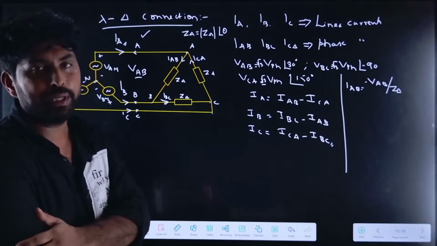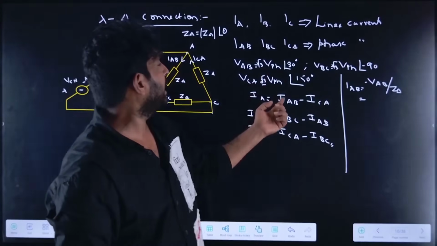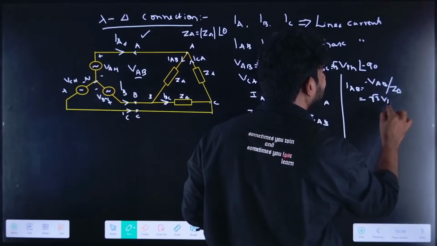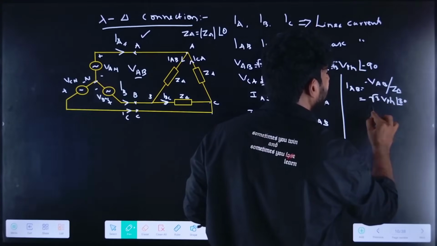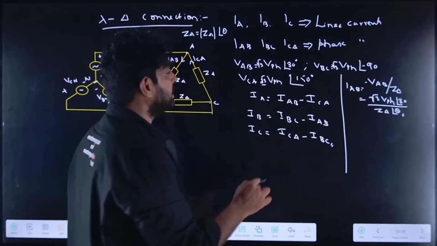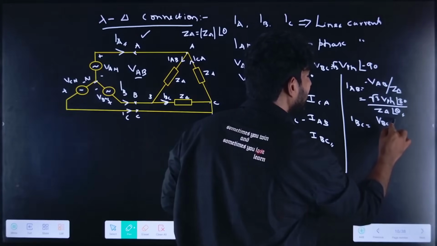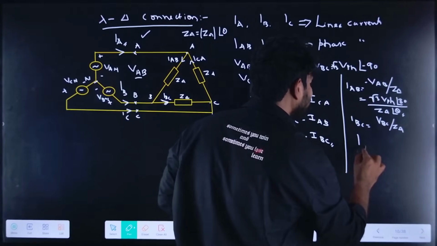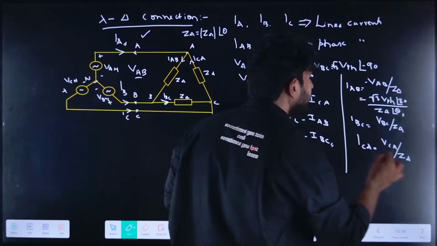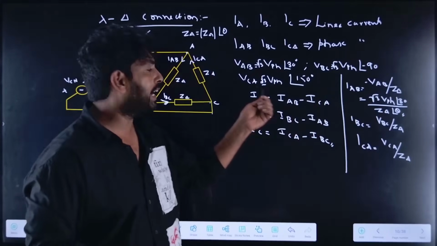Now I need to find the IAB. So IAB equal to VAB divided by Z delta. VAB equal to root 3 V phase at an angle 30, divided by Z delta at an angle theta. Similarly, I can find the IBC. So IBC equal to VBC by Z delta. ICA equal to VCA divided by Z delta. So now we can find the IAB, IBC and ICA. If I substitute here, I can get the line current.